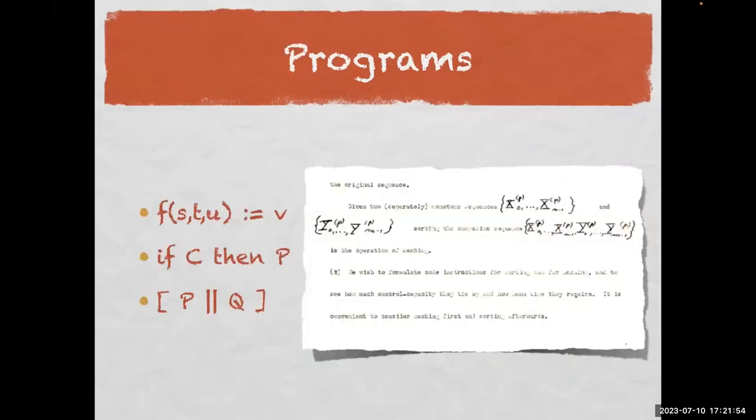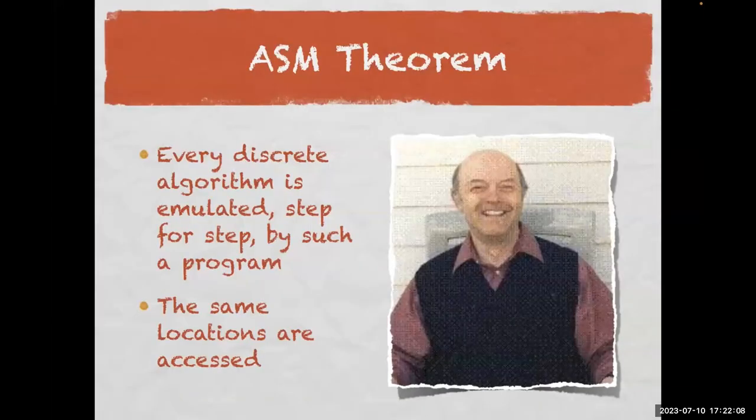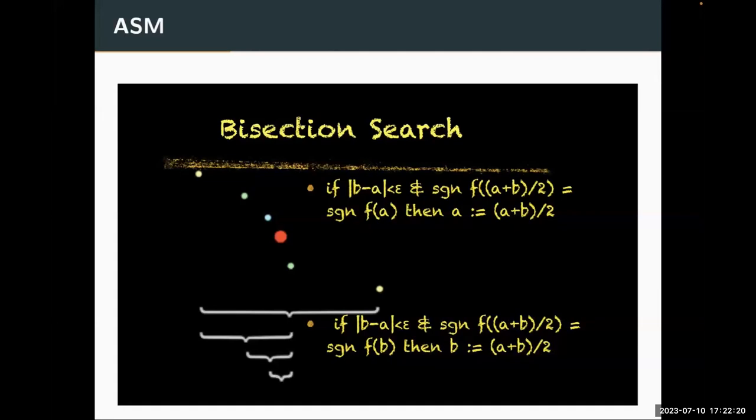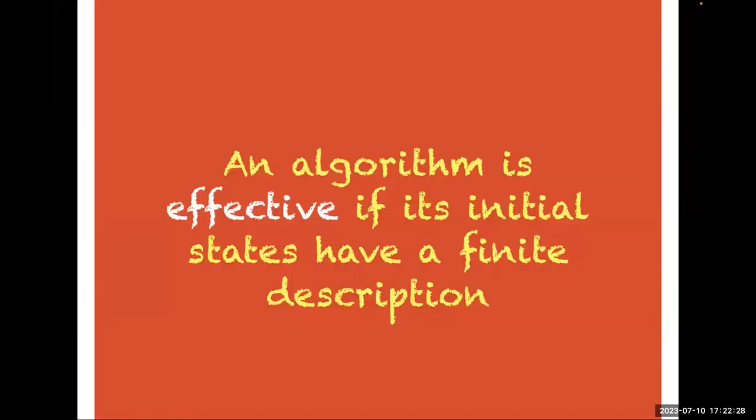And then you prove that if you satisfy all these assumptions that I've been hand waving about, then there's some trivial programming language that has assignments, conditionals, and parallel composition. Here's an example of bisection search. Every discrete sequential algorithm can be emulated step by step, state by state, precisely in this kind of language. So this is a representation theorem for any discrete algorithm.